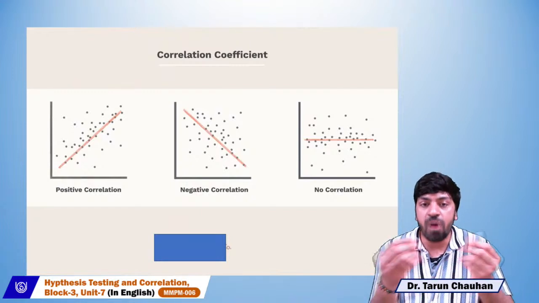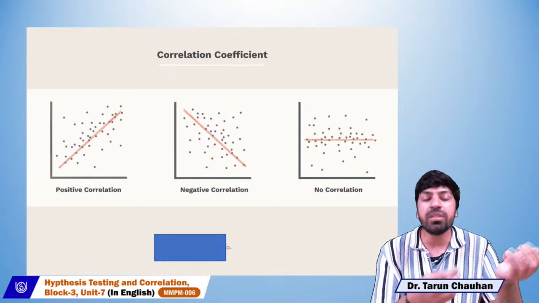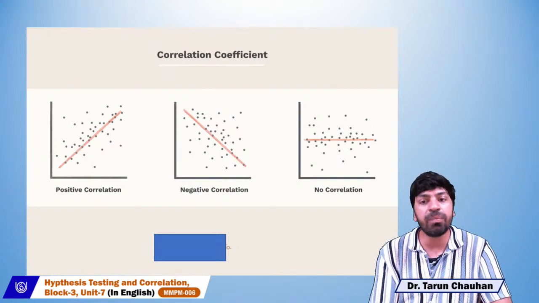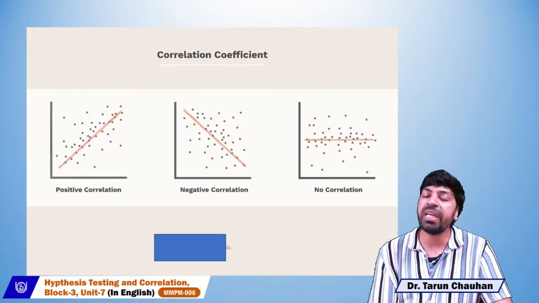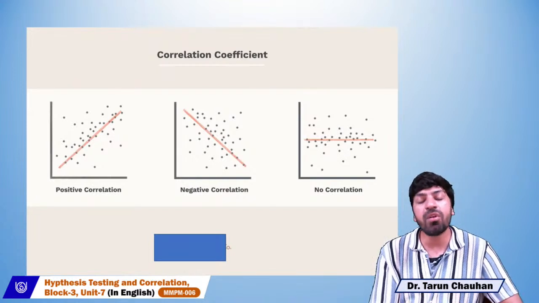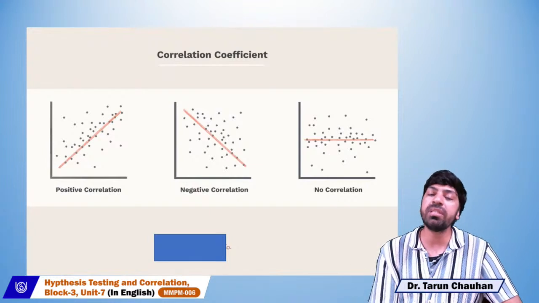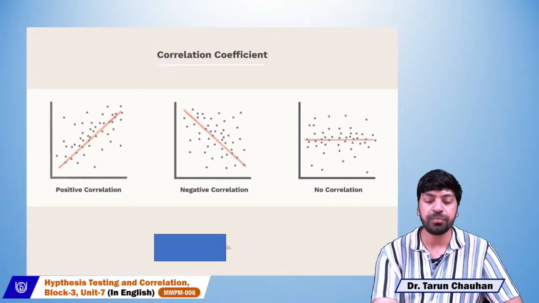If you look at the dots over here, the dots show an upward slope, and likewise in the negative, the dots show a negative slope. When we talk about no correlation, it is a horizontal line where the points go only in the horizontal direction, and that stands for no correlation.